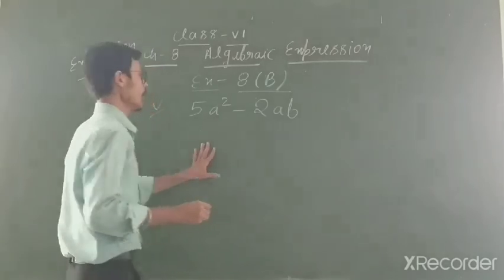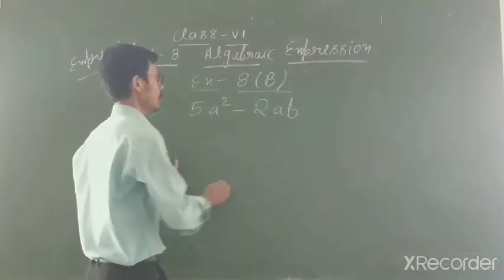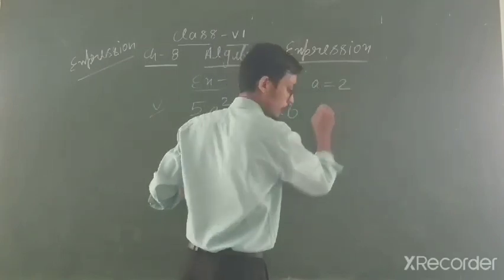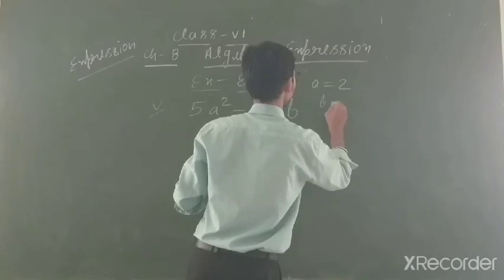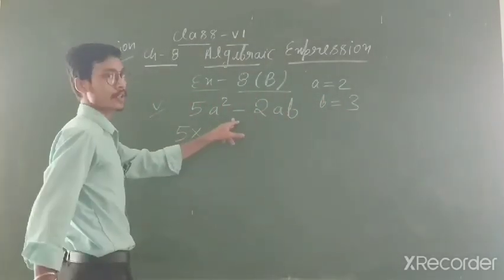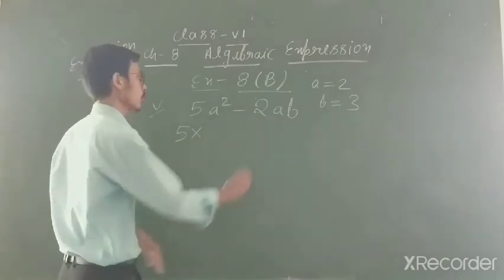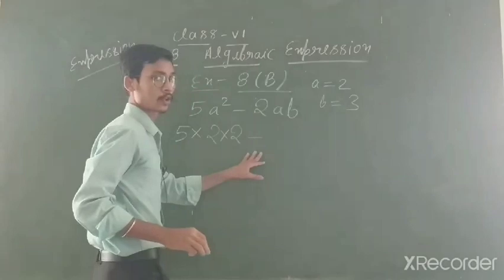2ab. Clear, student? Now I think you understand a square means a multiply by a, 2 times. Now the value of a is equal to 2 and the value of b is equal to 3. Same process you will apply. 5 into a square, student, means a multiply how many times? 2 times. So write down 5 into 2 into 2 minus 2ab is given, student.